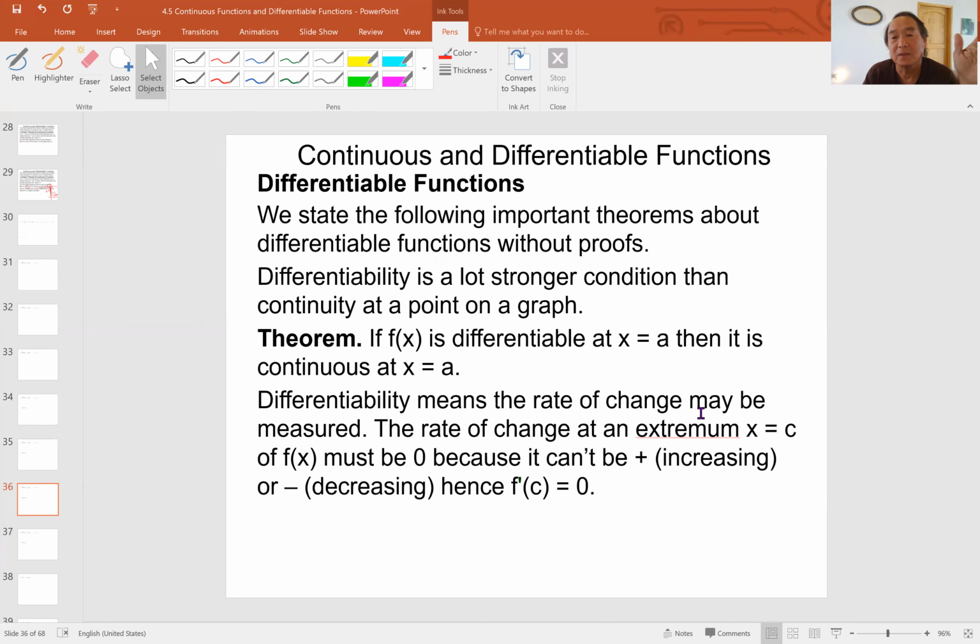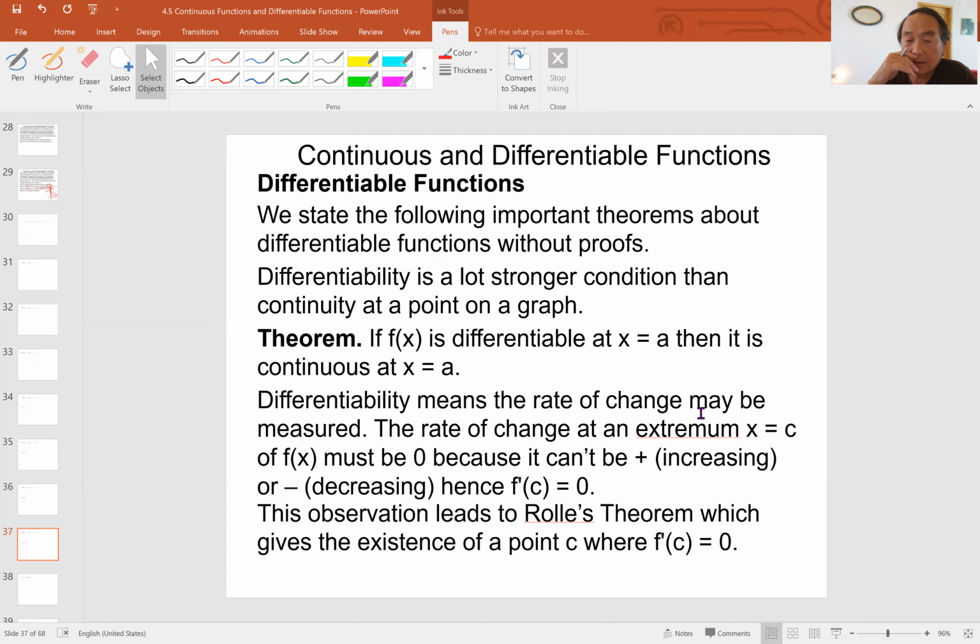So at an extremum, maximum or minimum, the rate of change couldn't be positive, because at the top you're not climbing, you're not increasing anymore. So the derivative cannot be positive. On the other hand, you are not going downhill, so the derivative cannot be negative. So at an extremum, since it's differentiable, the derivative has to be 0. We've seen that many times.